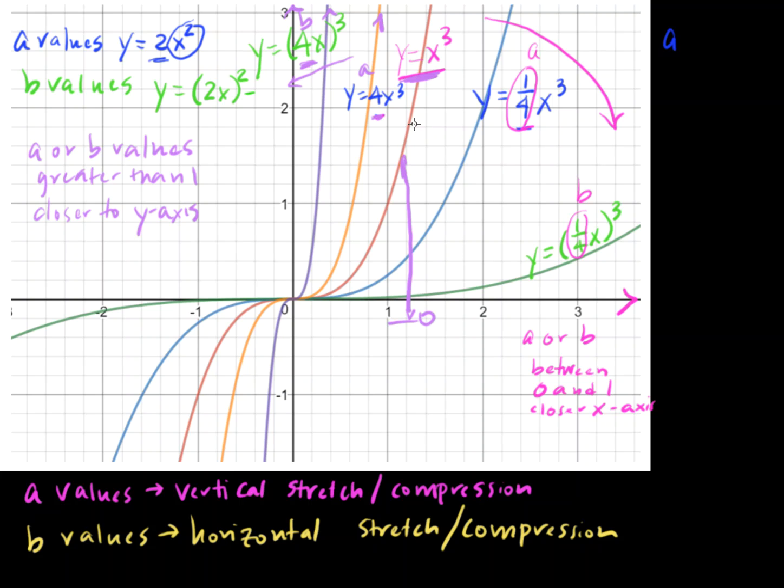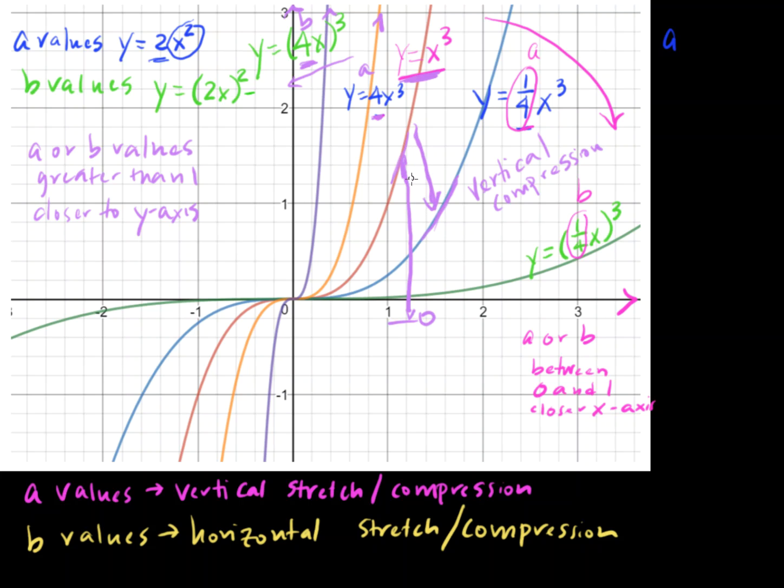If I bring it closer to this a value here, and I make it this blue function from here to here, that is called a vertical compression. Because what happens to the rod when that parent function becomes closer to him is that the fishing rod compresses, it becomes shorter, and so that's why it's called a vertical compression.